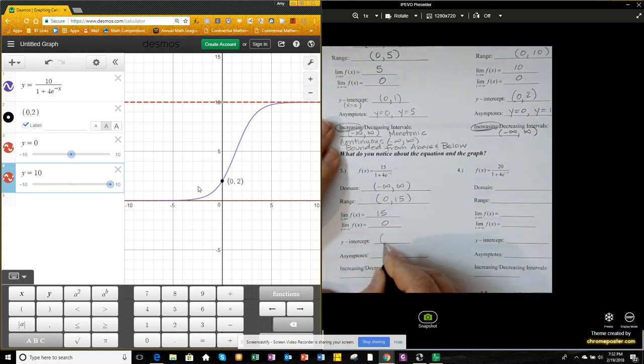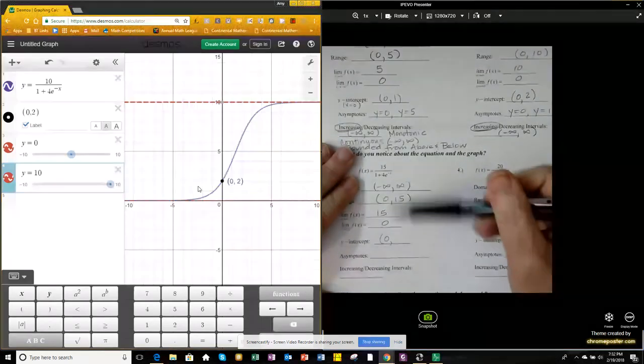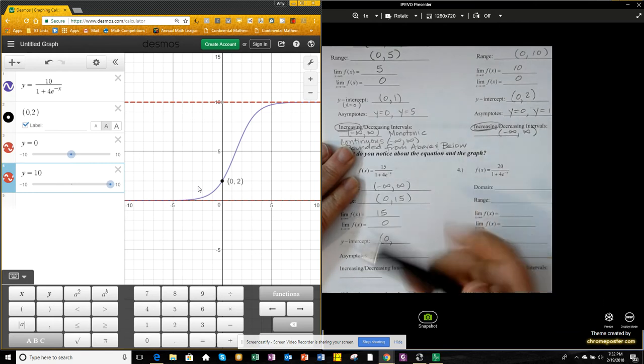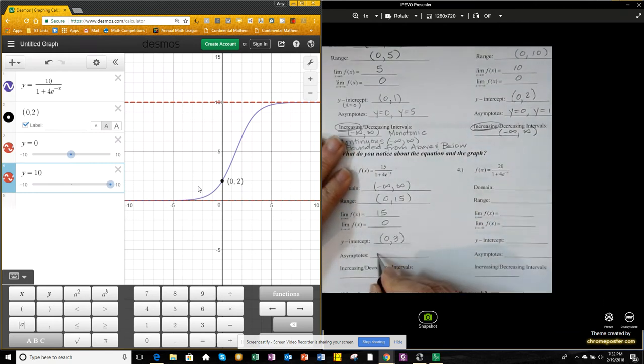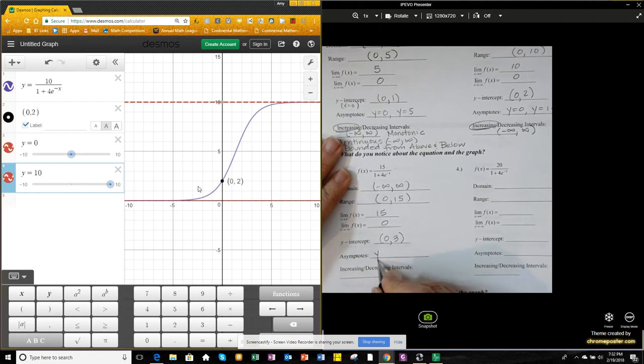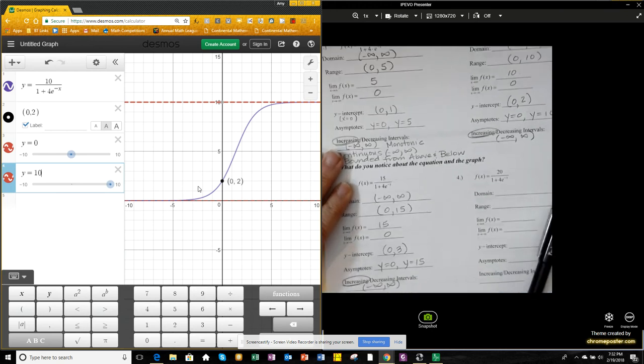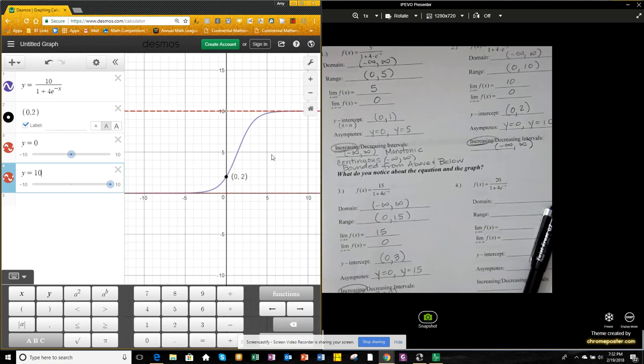The y-intercept is going to go from 0, 2, which we had here. Let's put in a 0 for x, and we get 5 in the denominator, so this goes to 0, 3. The asymptotes, I predict, will be y equals 0 and y equals 15. And I believe it'll still be increasing from negative infinity to infinity. So let's see if that comes to fruition.